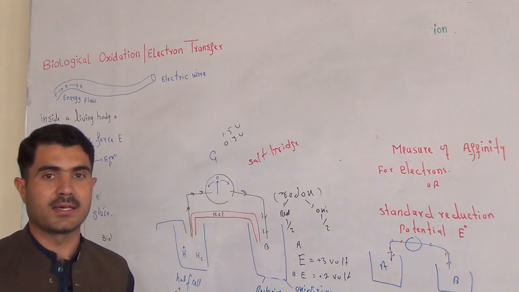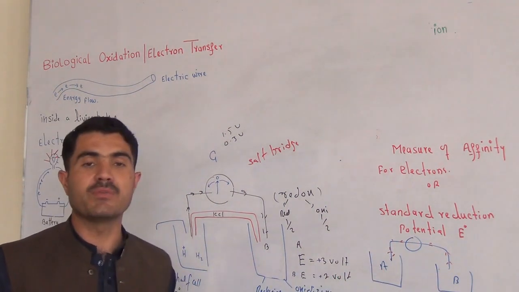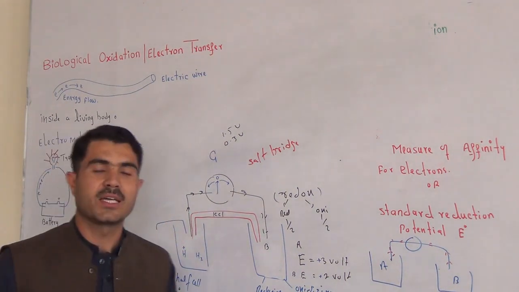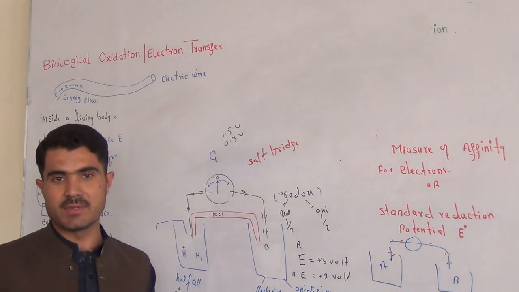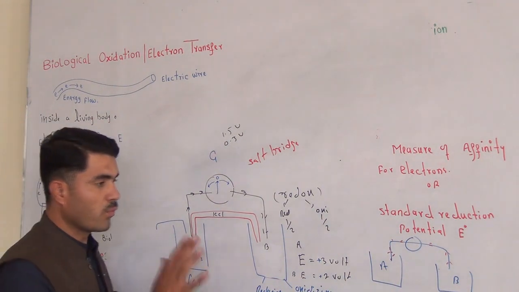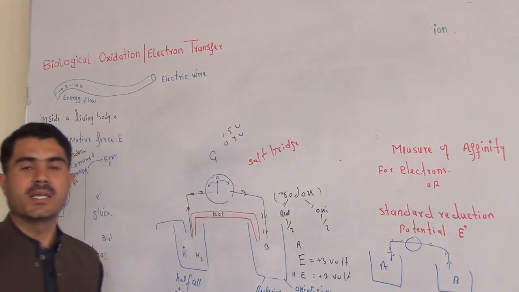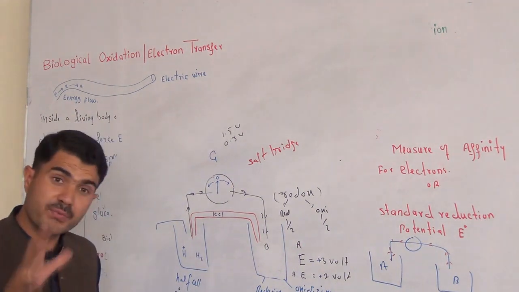This will tell us that in this case A will reduce and B will be oxidized. So this was all about the reduction potential, and the word standard is given because when we use the word standard, it means we are performing our experiment at some specific conditions.